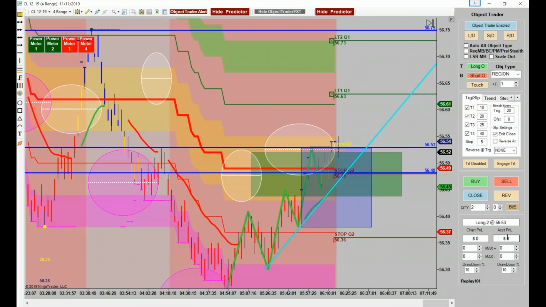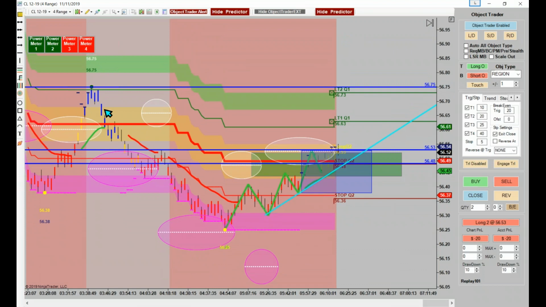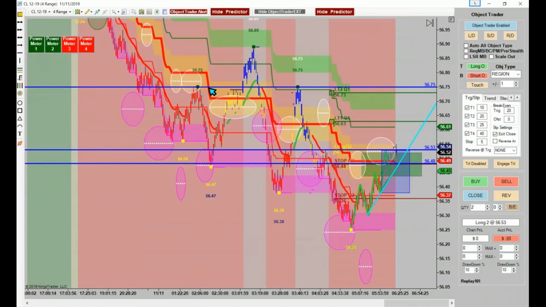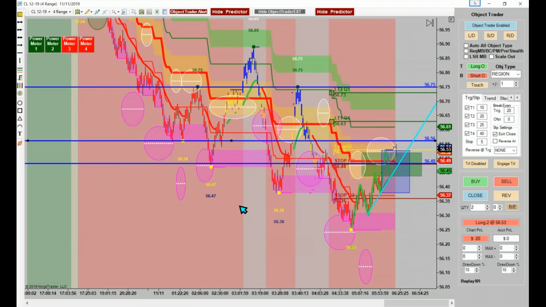Now, this little trade, where would your target be? Well, if you look to the left to trade the right, you got 75. And if you look to the left to trade the right, you've got 75 again. So that's a double. And then you've got 56. So if it doesn't take out 56, we're not really heading up.